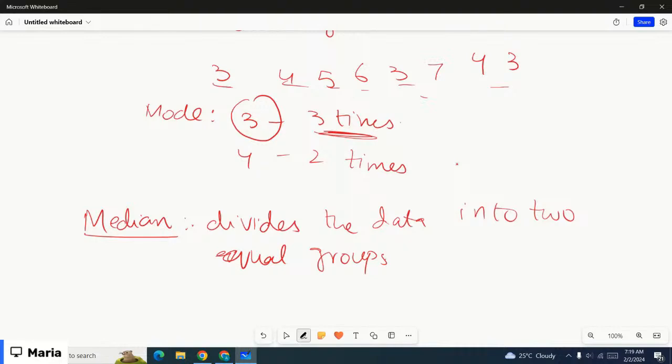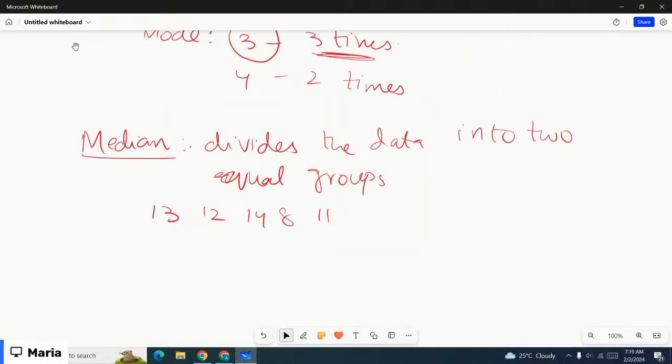For example, you have the data that is 13, 12, 14, 8 and 11, right? You have to calculate the median of this given data. First you have to arrange the data from least to greatest, right? So the order is 8, 11, 12, 13 and 14, right? So median is exactly the middle number that divides the data into two equal groups. The numbers that are less than the median are before the median, and the numbers that are greater than the median are after the median. Got it? That's how you calculate.